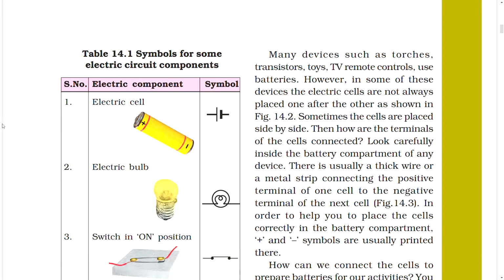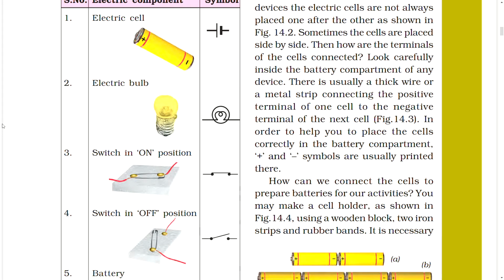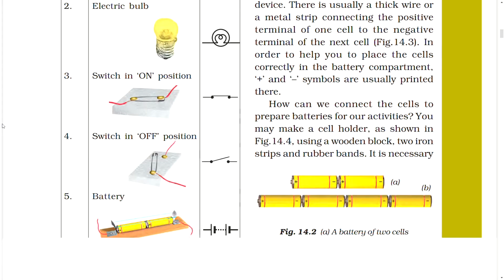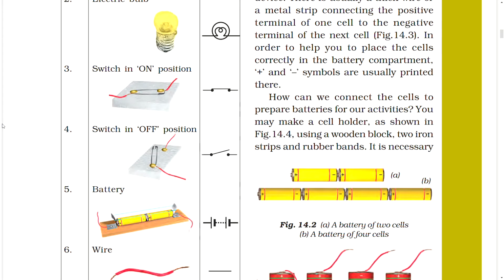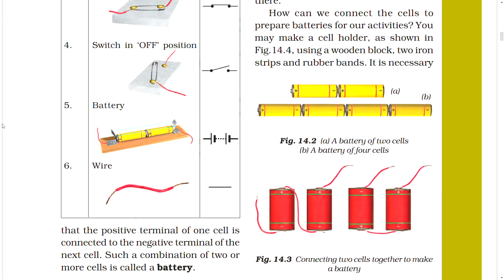Serial number, electric component, symbol. 1 electric cell. 2 electric bulb. 3 switch in on position. 4 switch in off position. 5 battery. 6 wire.